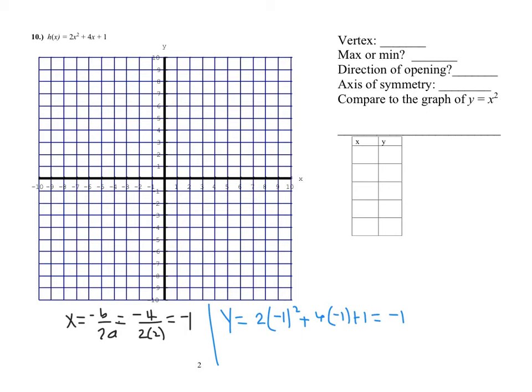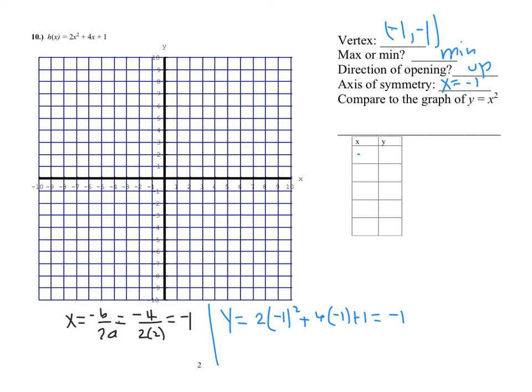Okay, so now I have my vertex, so my vertex is negative 1, negative 1, and since a is positive, it's going to open up. So what does that mean? It's opening up, so my vertex is going to be a minimum, and the axis of symmetry is going to be x equals negative 1.